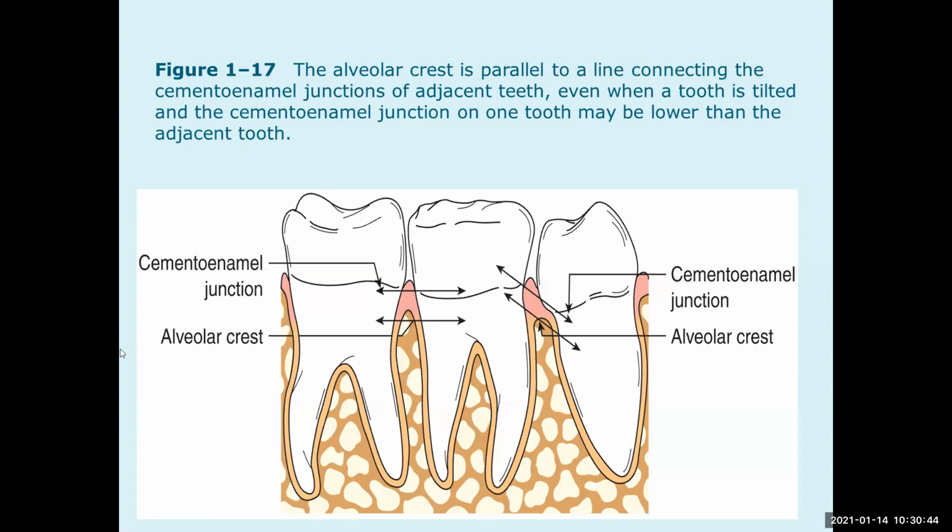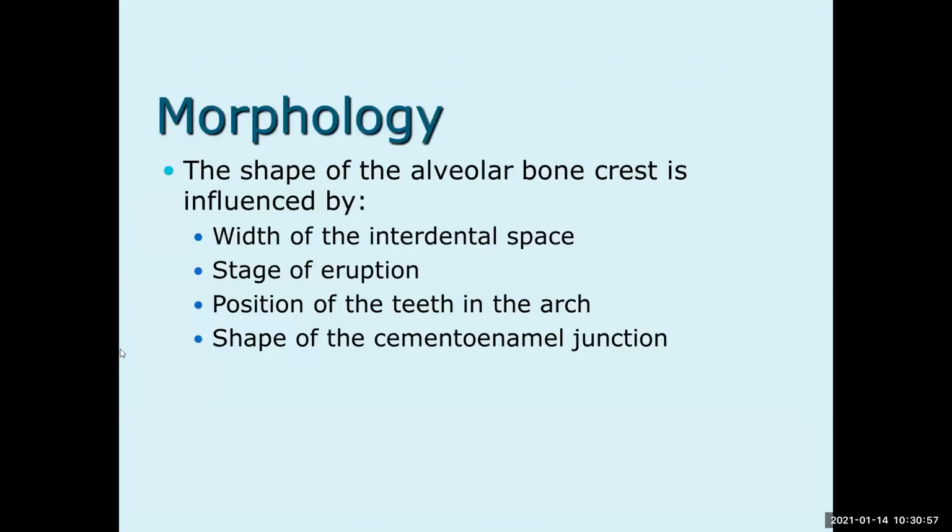The alveolar crest is a parallel line connecting the CEJs. Again, this will allow you to determine whether it's vertical or horizontal bone loss by connecting the CEJs. The shape of the alveolar bone crest is influenced by the width of the interdental space, the stage of eruption, the position of the teeth in the arch, as well as the shape of the CEJ.